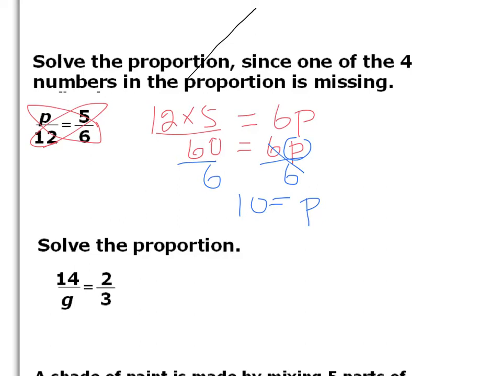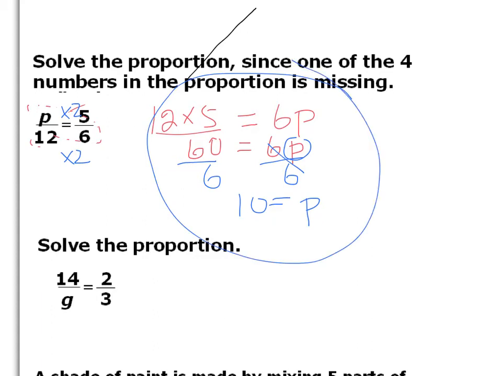Now, if you don't want to do cross products, there's another way you could do this. So I'm going to erase this and go back. You can look at the problem and say 6 times 2 is 12. 5 times 2 is 10. And that works sometimes. That may not always work. Sometimes you may have to do the cross products, like I did over here on the right-hand side. But if it works to just multiply or divide, you can do that as well. So let's look at the next example. 2 times 7 is 14, 3 times 7, so G equals 21.